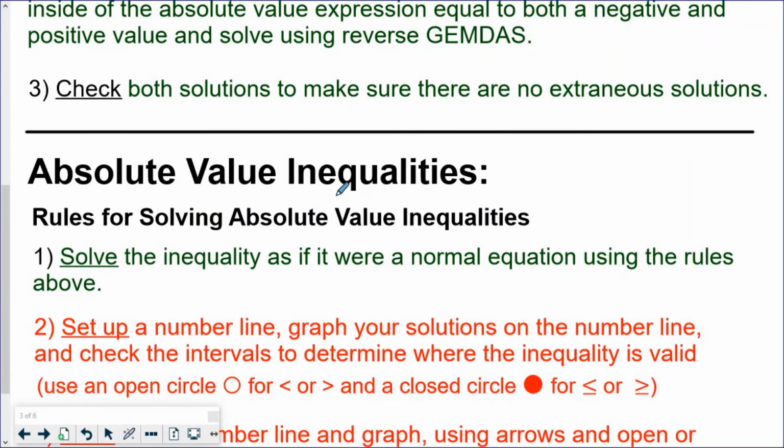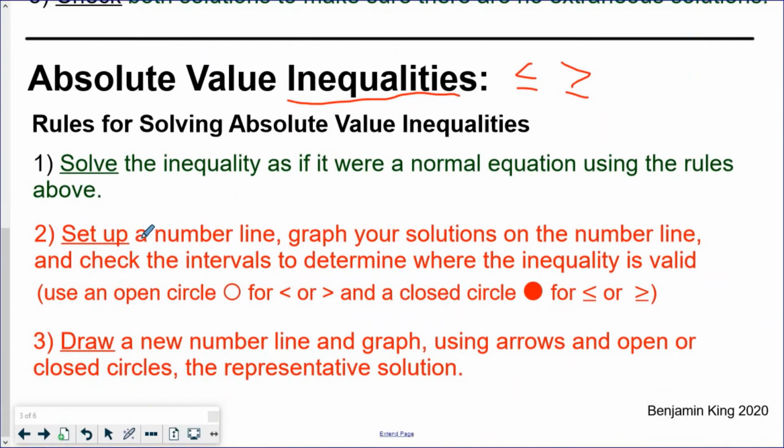Okay, in terms of inequalities, that's when you simply use a less than or a greater than symbol, or less than or equal or greater than or equal to symbol. You will solve the inequality the same way we just outlined above. But when you set up a number line to determine your answer, we're going to be using either an open circle, which is what we learned in Algebra 1. In Algebra 2, we actually learned that we can use parentheses, or a closed circle, which we learned in Algebra 1 for equal to signs. But in Algebra 2, we learned that we can also use a bracket to denote closed.